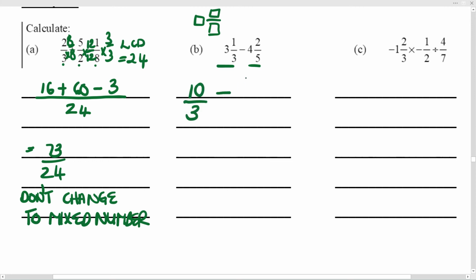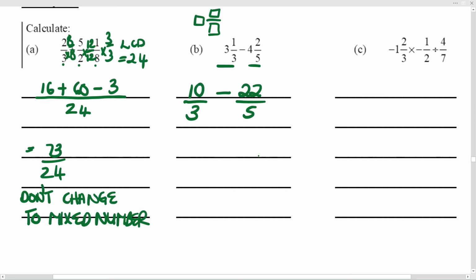Okay. 4 times 5 is 20, plus 2 is 22, and the denominator stays the same. And now we're back in the position of question A, when we have a problem because we don't have the same denominator. So let's start with the highest one and go up in multiples of 5. Does 3 go into 5? No. 10? No. 15? Yes.